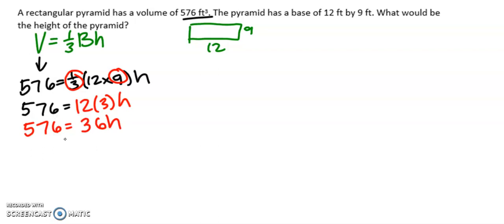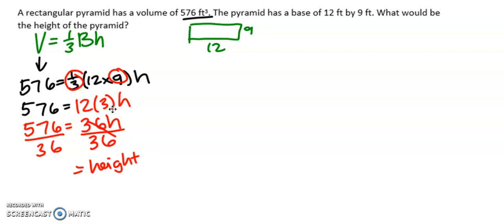Now, like any other equation, we just solve it, right? I want to figure out how to get h by itself. So we divide both sides by 36. 36 divided by 36 cancels out, leaving me with just whatever my height should be.